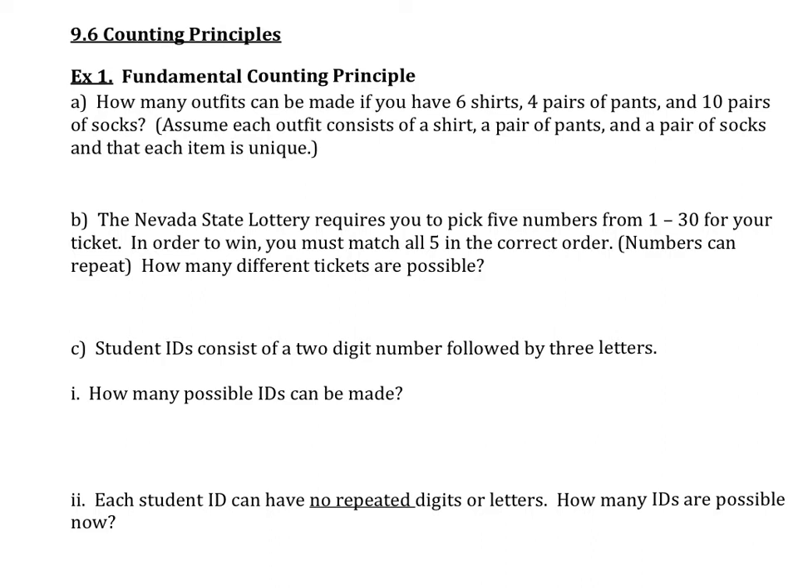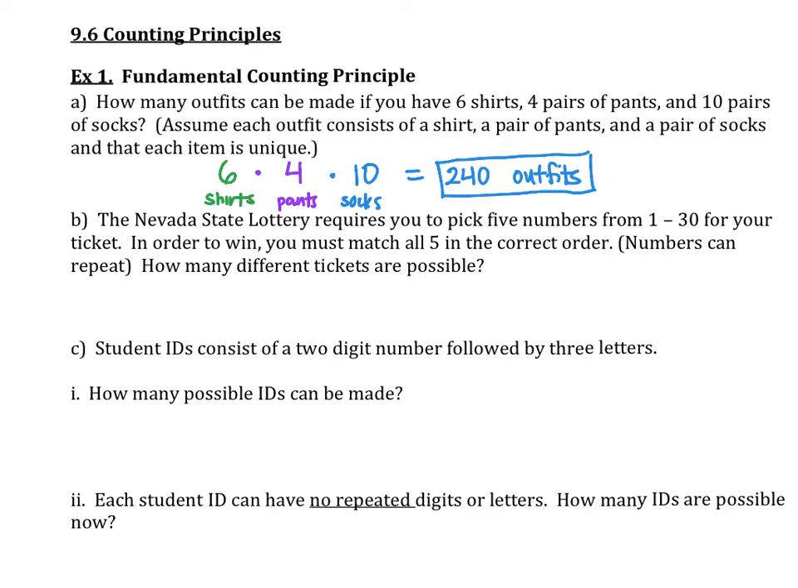So if I have 6 shirts, and I can match each of them with one of my 4 pairs of pants, and then I can match those with 10 pairs of socks, the fundamental counting principle says I just multiply the opportunities for each one. So 6 times 4 times 10 means that I have 240 possible outfits that would all be unique. This applies to other situations.